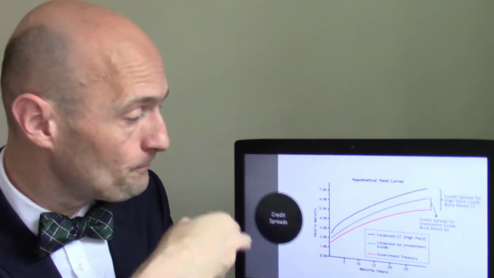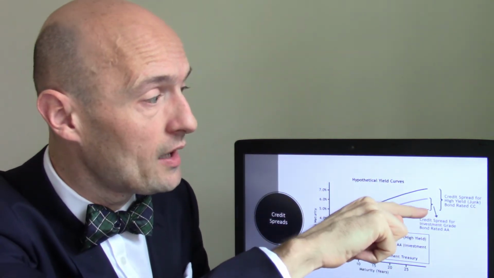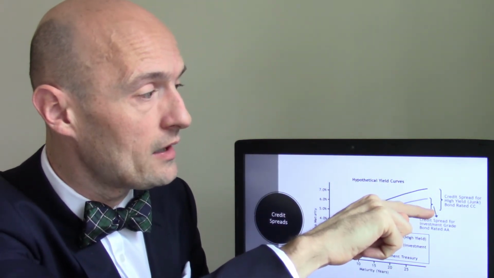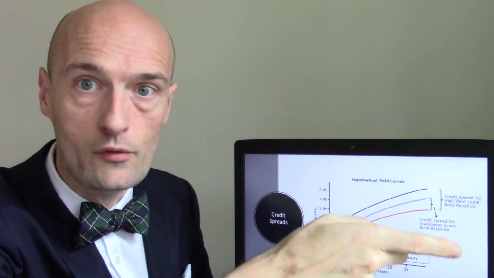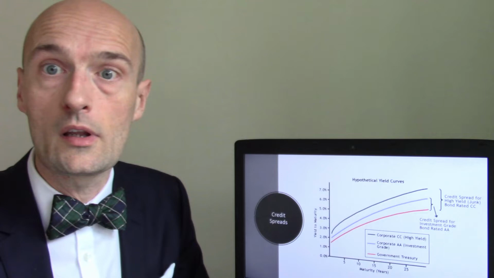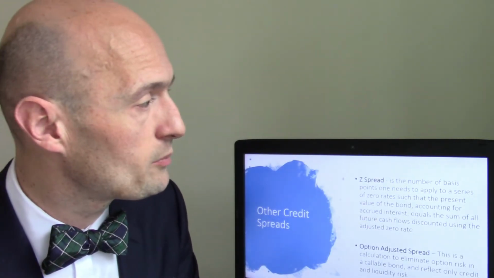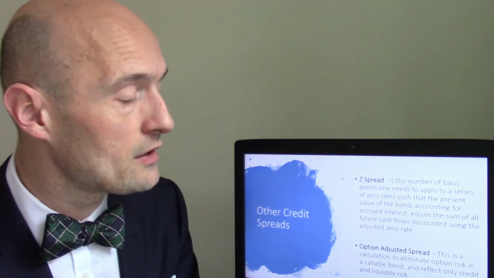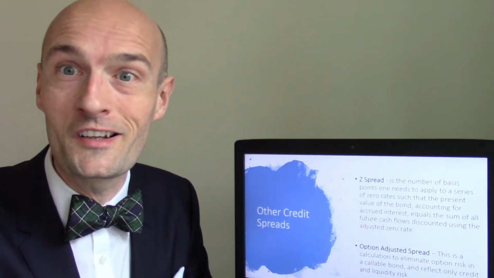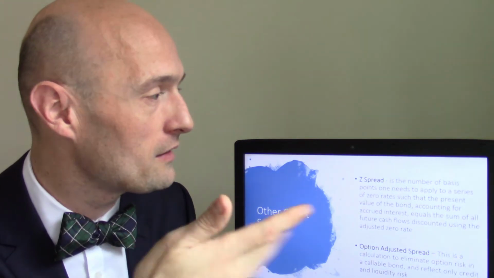So that is credit spread: the difference between the interest rate paid by the risky bond and the risk-free bond, and the greater the risk, the greater the credit spread. Hopefully that makes sense to you. Other credit spreads include z-spread and option-adjusted spread, and unfortunately I just explained those on the prior slide rather than waiting for this one, but I'll explain it again.